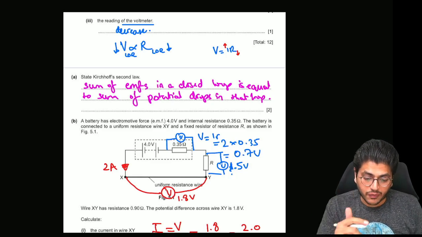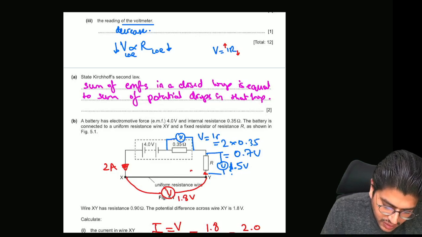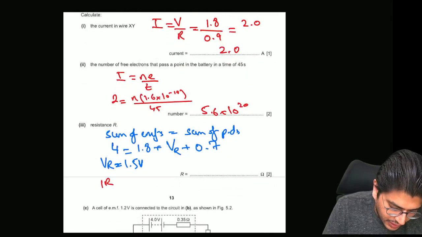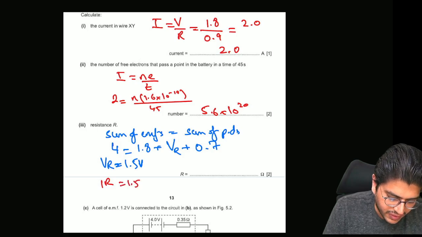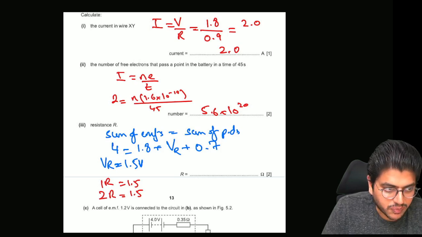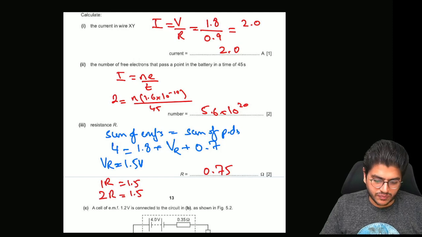The question is, you have to find the resistance. Do you know the current going through this? The current is 2 amperes. So you can use V equals IR. V is 1.5, the current is 2, and you have to find the resistance. So the resistance will be 1.5 divided by 2, which is 0.75 ohms. So that is the answer.